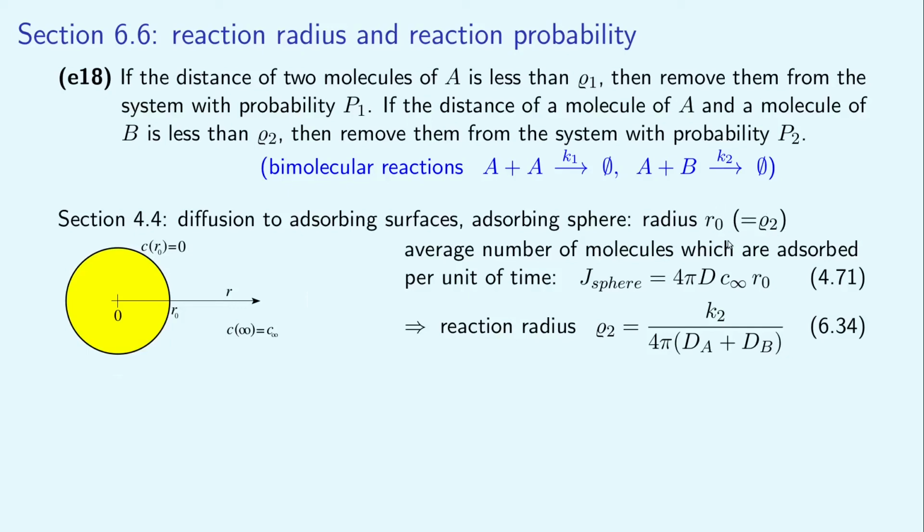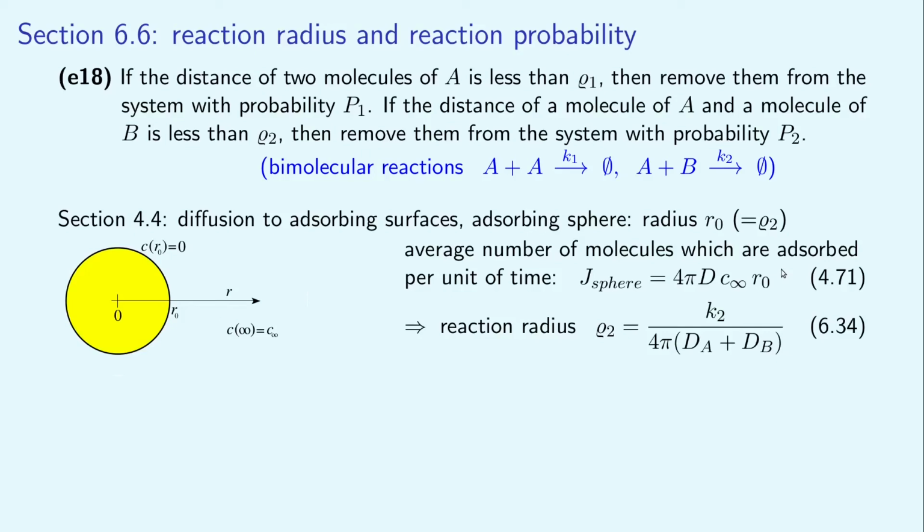In section 4.4, we calculated that the average number of molecules which are adsorbed per unit of time by this sphere is 4 pi times the diffusion constant D times the concentration far away from the sphere times the radius of the sphere. Therefore, given the concentration of molecules of B far away from the sphere, we know the rate of removal of molecules from the system by this adsorbing sphere.